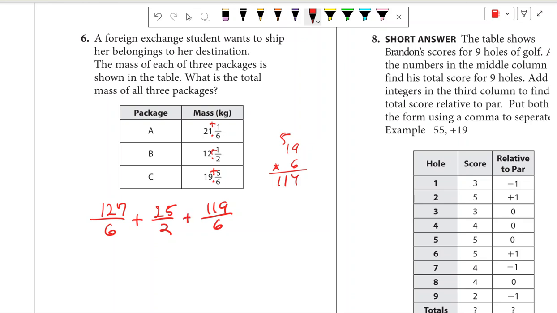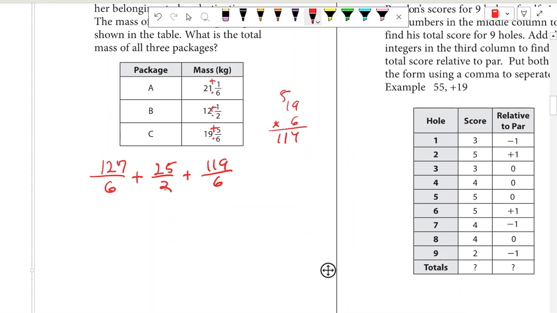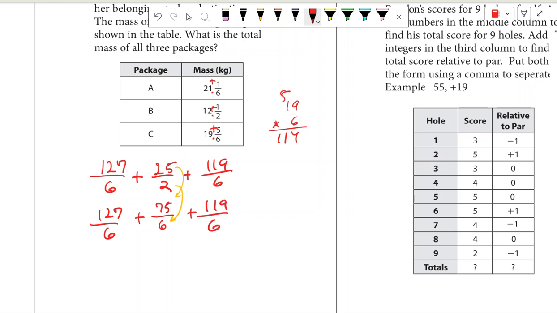Now, these are not compatible to add together, but it's going to be easy to find the LCD. 2 can go into 6, so this is the only one we need to change. 2 times 3 is 6, so 25 times 3 is 75. All right, we have everything set up now, and all we have to do is add the top. The denominator will remain as a 6. So 127 plus 75 plus 119.